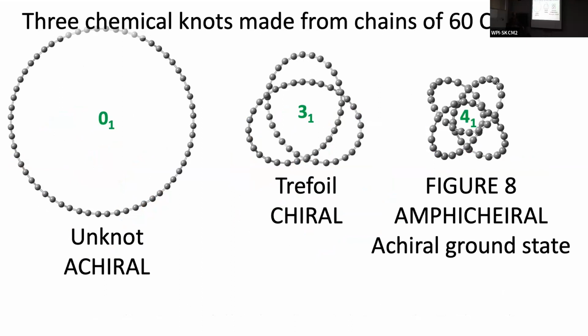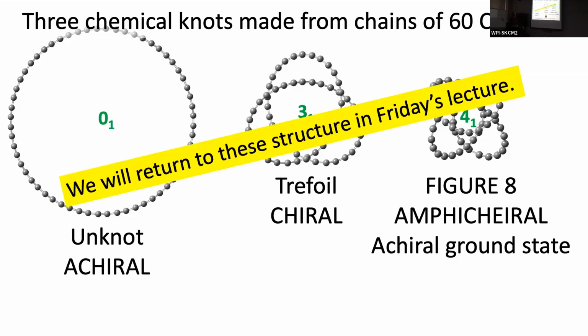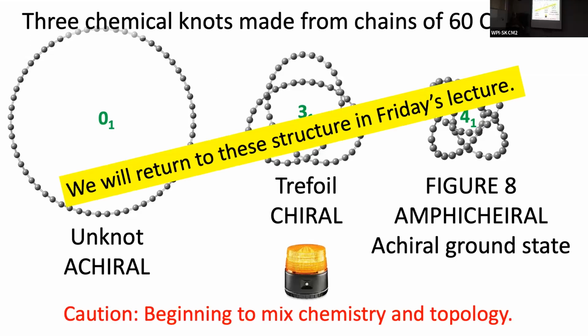Now, these are chemical knots made out of 60 carbon atoms, and I'll talk some more about these particular 3 structures on Friday. And I just want to say that when you cross over from topology to chemistry, then you've got to be a little bit careful. So I have this flashing light here because chemistry is not mathematics.